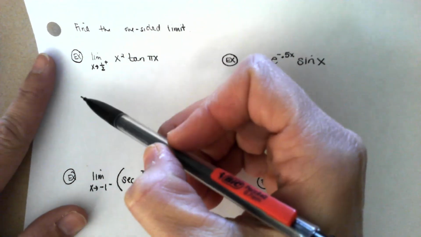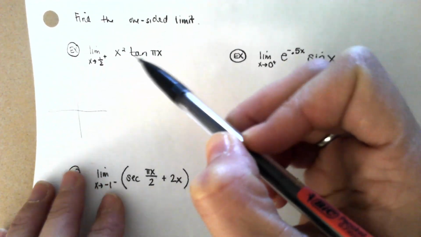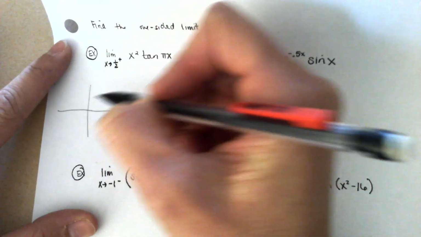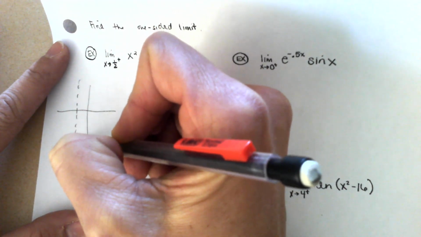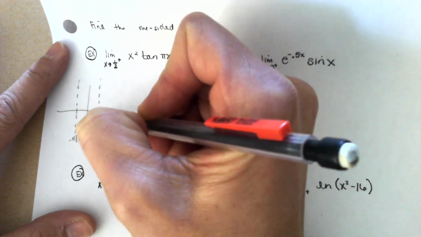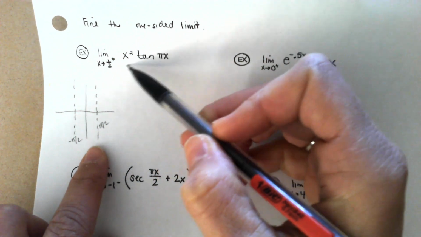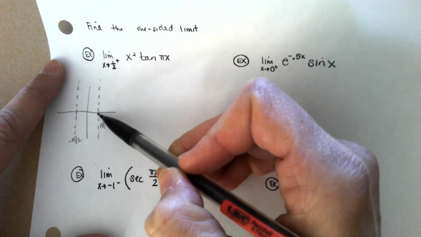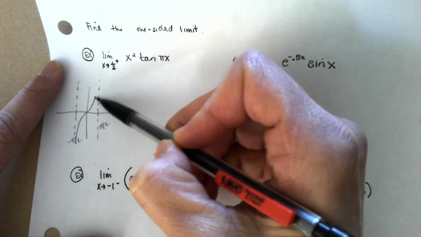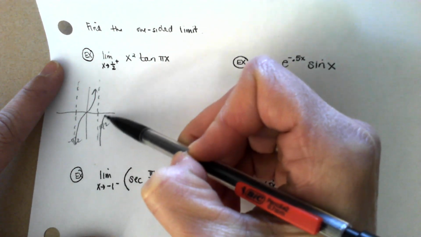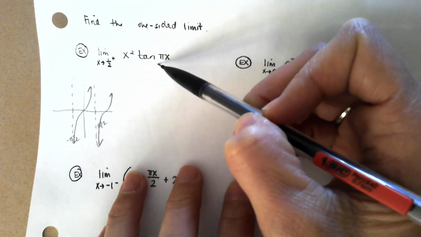So let's plug in something slightly greater than 1/2, and I'm going to think about the tangent parent graph first. If I'm approaching 1/2 from the right, I'm going to be slightly greater than pi over 2. And our tangent parent graph does this. Now, there's more than just this tangent going on though.